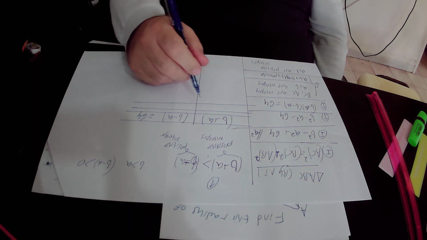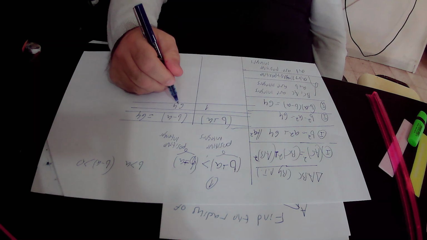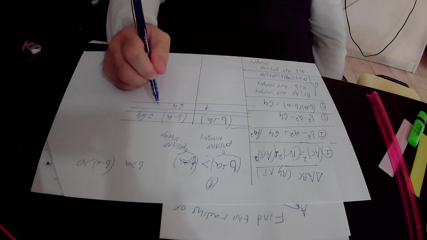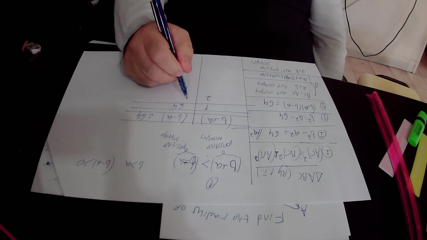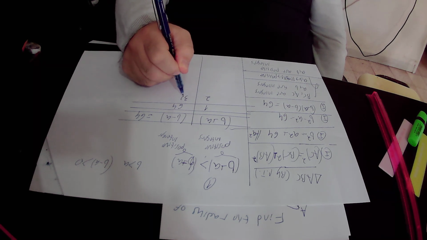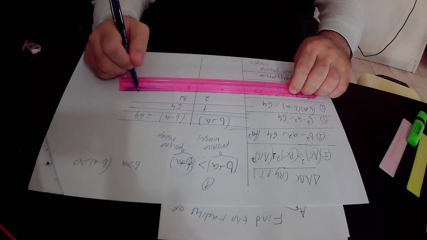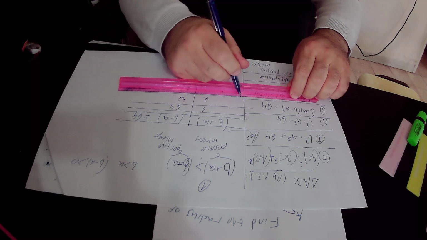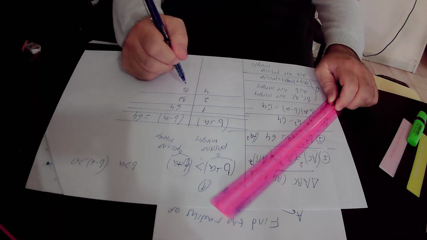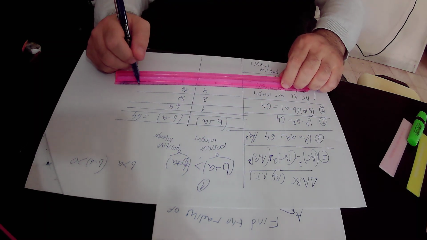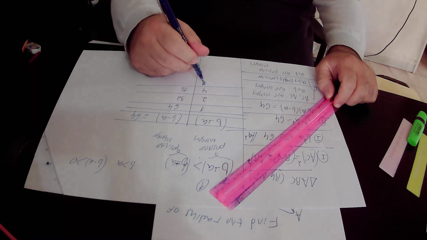It might be 1 and 64. 1 times 64 is 64. It might be 2 and 32. 2 times 32 is 64. It might be 4 and 16. 4 times 16 is 64. It might be 8 and 8. 8 times 8 is also 64.